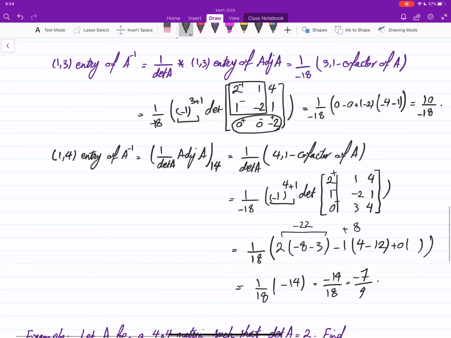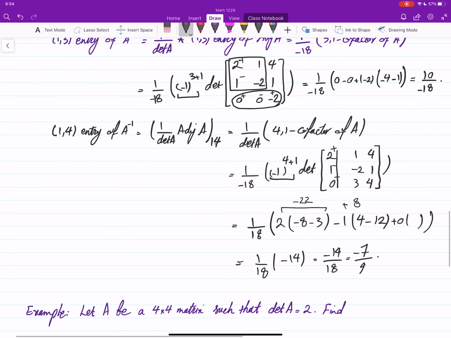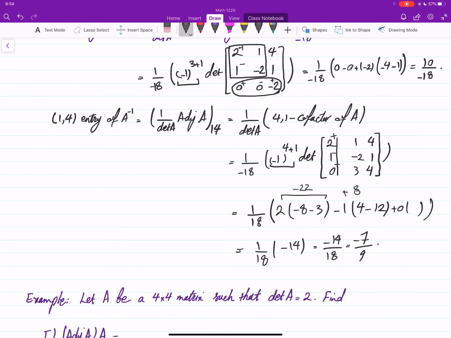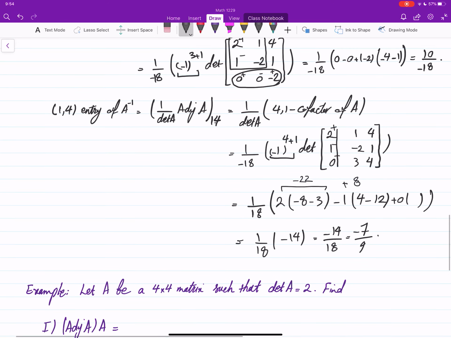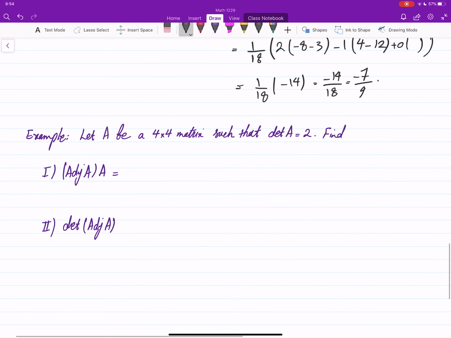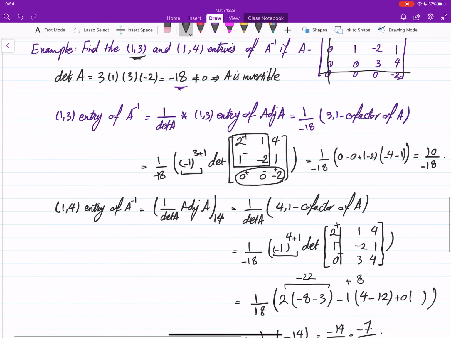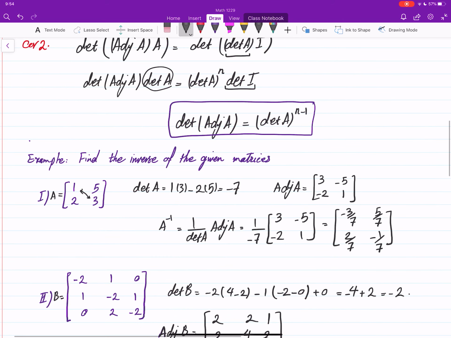And you saw this gives us a good option for doing the computations for entries of A inverse. Okay, and last example, this is the second property. We learned that the determinant of the adjoint of A you can compute, and it is just the determinant of A to the power n minus 1. Yes, this is what we have here in this box.